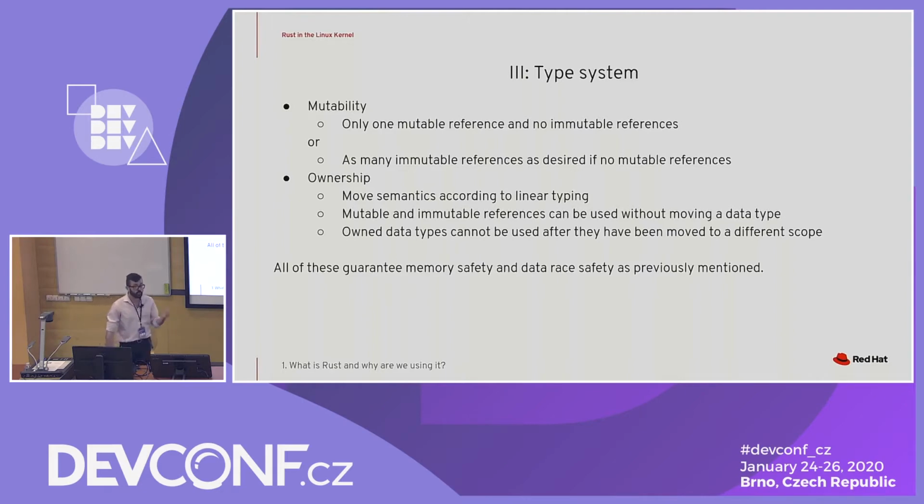Ownership, we use move semantics. Mutable and immutable references can be passed into functions, but that does not constitute a move. Owned data types will be moved when they're passed into a function, and they cannot be used in the original scope after they have been moved. These guarantee memory safety and data race safety, as we talked about before.